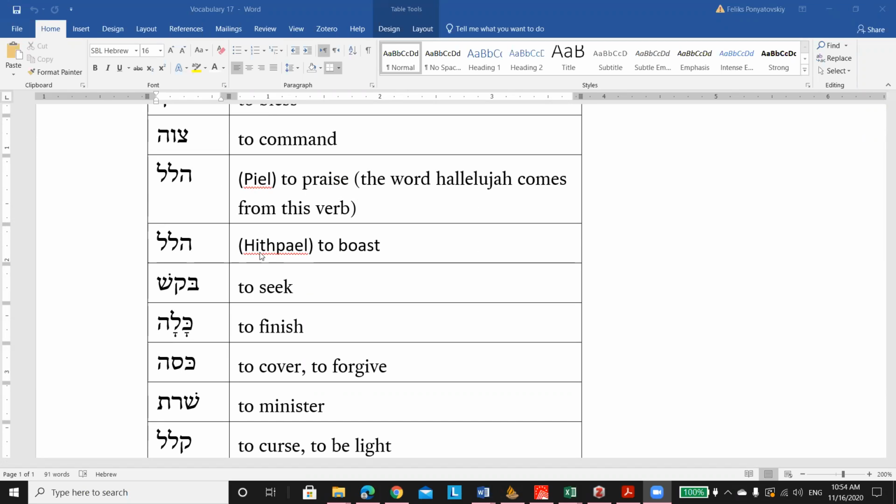Now pay attention to the difference. I give you two different entries in the vocabulary because the meaning of the stem is different. For example, Hillel is to praise, but the same verb in Hithpael means to boast. And it is logical, do you see? Because the meaning of Hithpael is a reflexive action, so action directed upon himself. So he is praising himself, and to praise himself means just to boast.